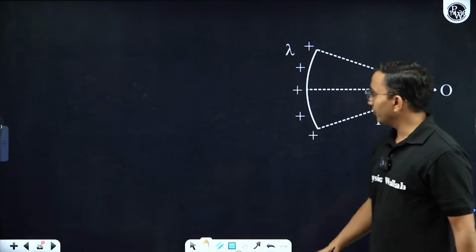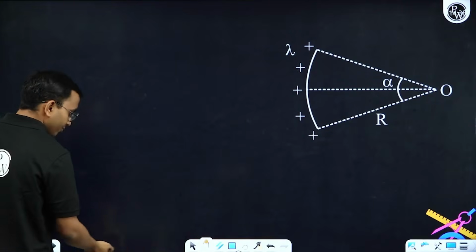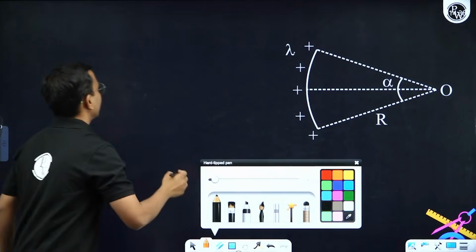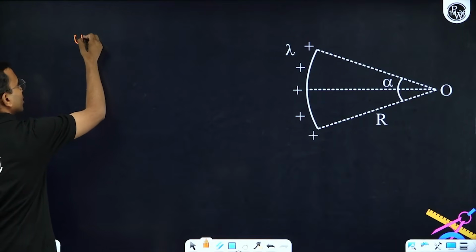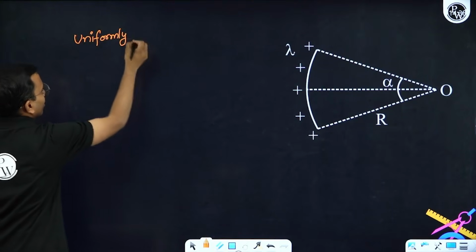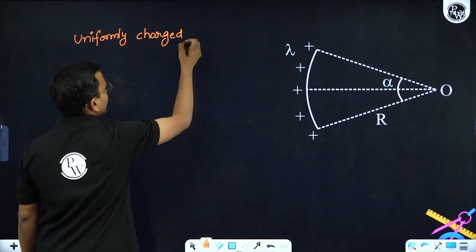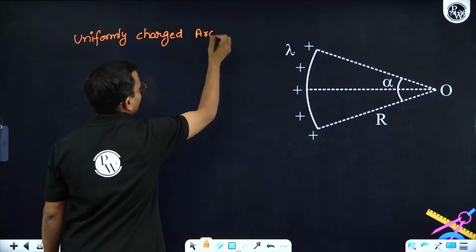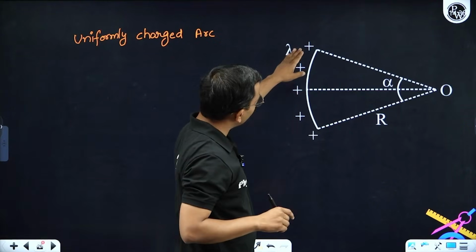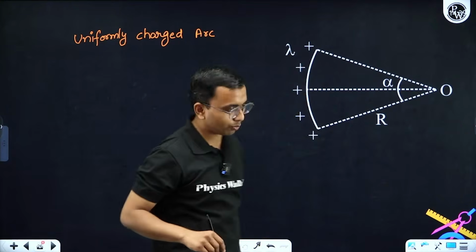Now next, here we are having a uniformly charged arc, and the charge per unit length of the arc is given to us. Let me write the heading here. This is uniformly charged arc. Charge per unit length, lambda is given to us. This lambda is known to us. This angle is known to us. The radius is known to us. We need to find electric field at O.